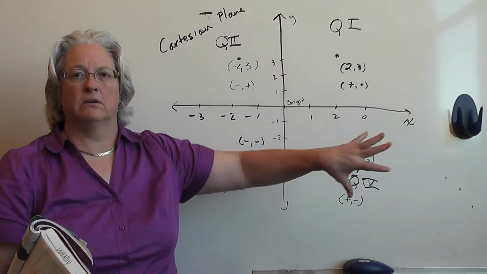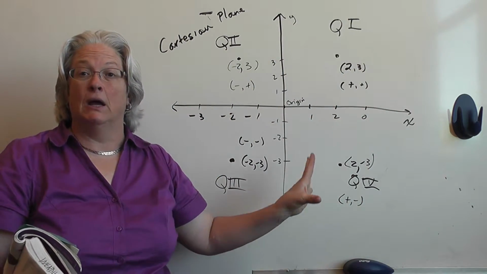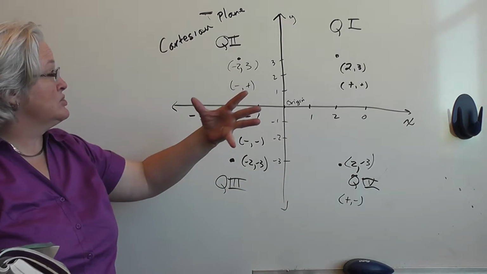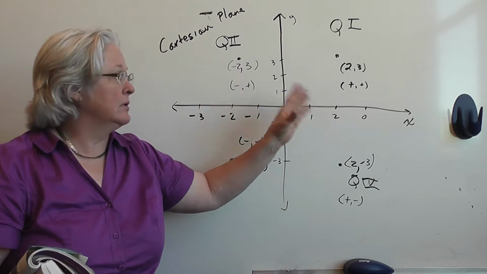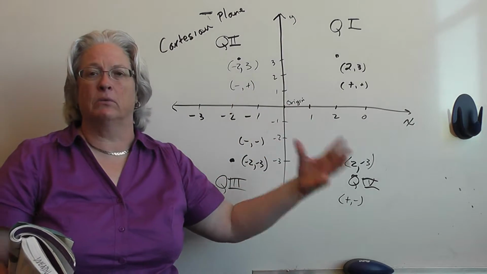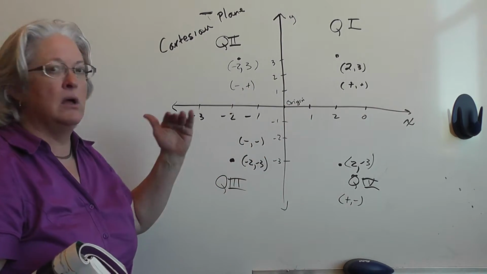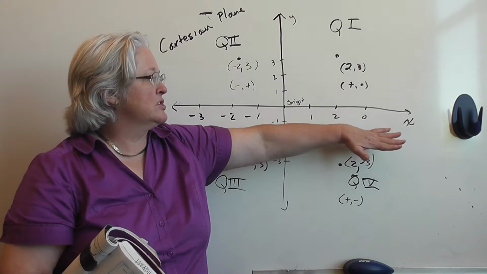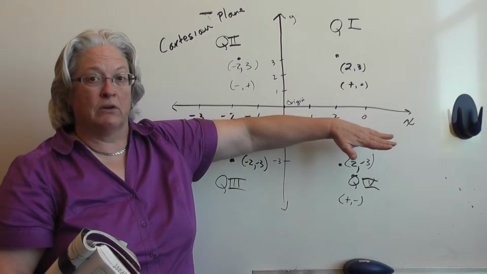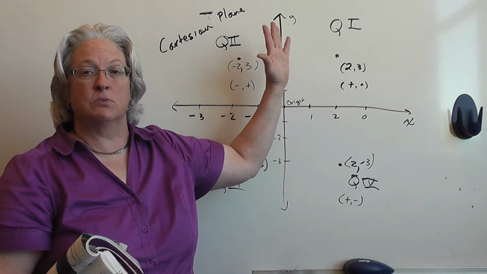So all of this very busy board right here, all this is doing is reminding you of what a Cartesian coordinate system looks like. It's named for René Descartes, who was a famous French mathematician several hundred years ago. We have the x values, which is the horizontal axis. We have the y-axis, which is vertical.